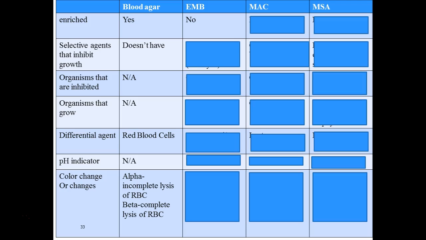And what is in EMB that makes it selective? First of all, what does EMB stand for? We're so bad about acronyms. Right. And what is eosin and methylene blue? They're dyes. So what do dyes do to organisms? They stain them, but they can also kill them, right?